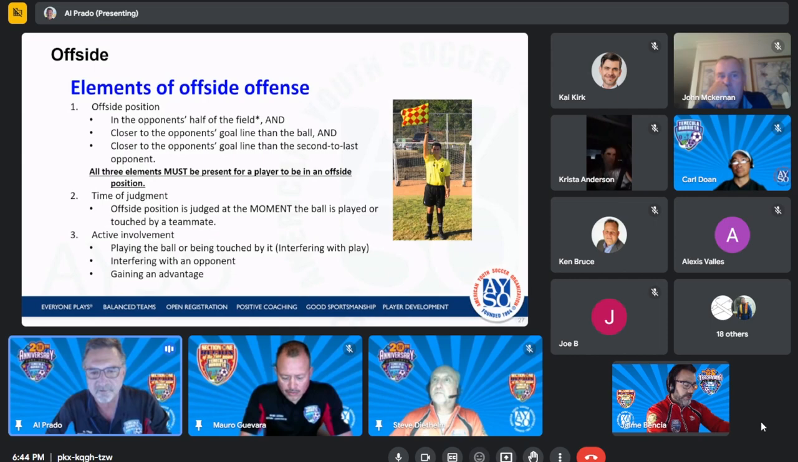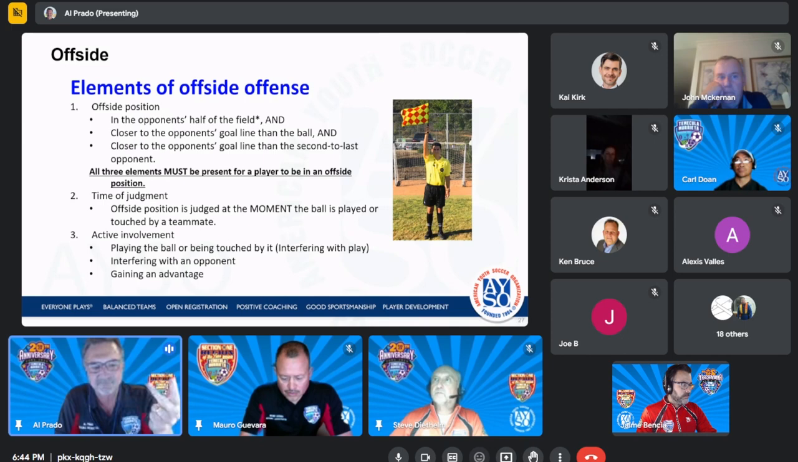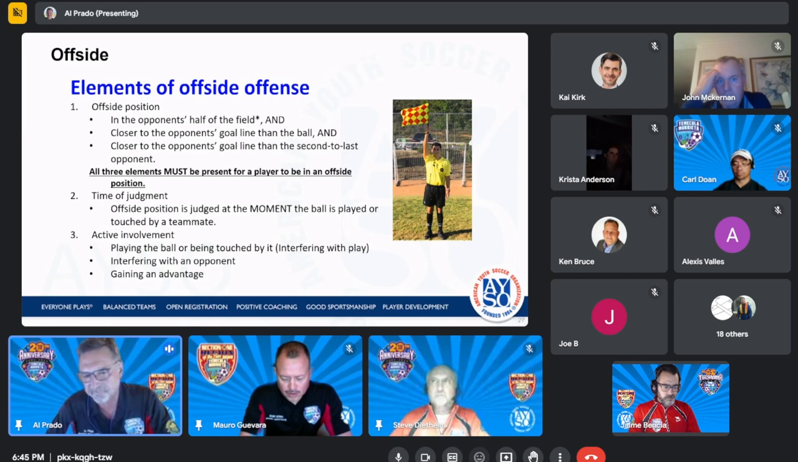But this is offside. There are three components to offside, right? Offside position, time of judgment, and active involvement. For offside position, you have to be in the opponent's half of the field. You have to be closer to the goal than the ball, and closer to the goal than the second-last defender. As long as you're behind the ball and the second-last defender, you're in good shape. That's the offside position, and you can be there all day as long as you don't get involved, right?